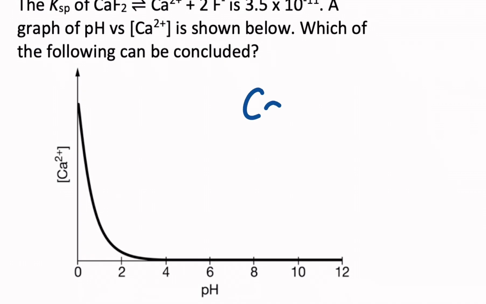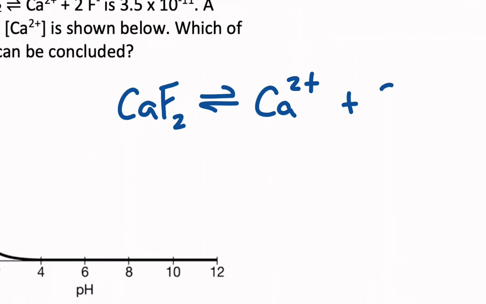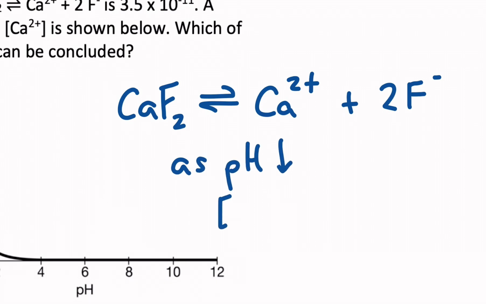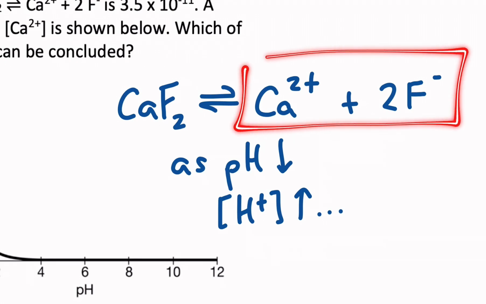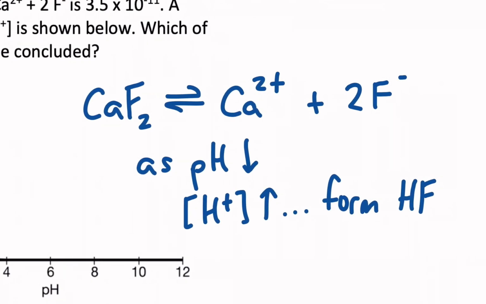Let's actually explain why that makes sense. Whether or not we need it for the question, I'm not sure yet, but let's write out the dissociation and remind ourselves of a couple of things of how pH can affect solubility. So as pH decreases, remember that means the H+ ion concentration actually increases. So we have to think about what H+ can do to either of these ions. In this example, you can form HF, which is a weak acid.